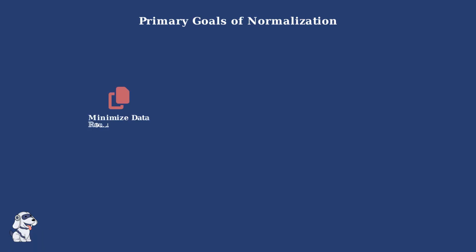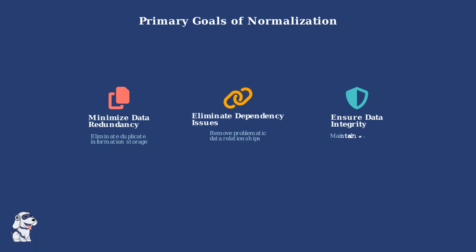Normalization has three primary goals. First, minimize data redundancy by eliminating duplicate information storage. Second, eliminate dependency issues by removing problematic data relationships. Third, ensure data integrity by maintaining accuracy and consistency throughout the database.